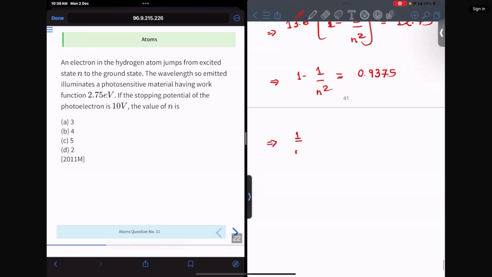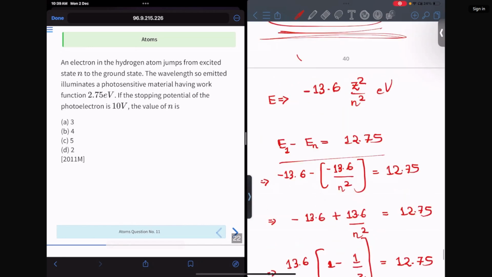1 upon n square is equal to 0.0625. Value of n square will be equal to 16. So value of n is equal to 4. Did you understand what I did?